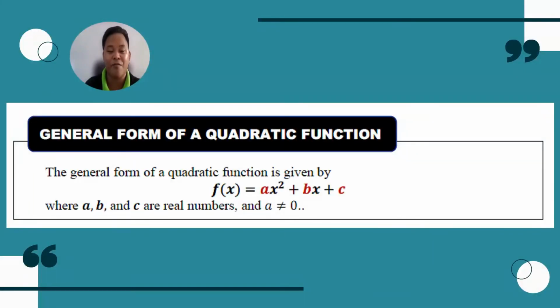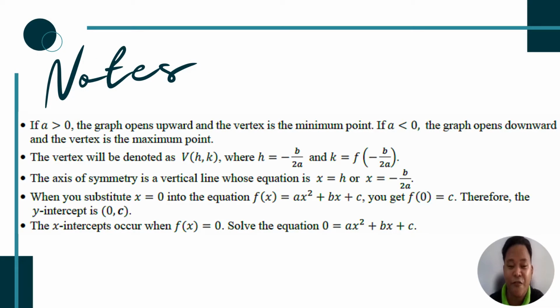For the general form of a quadratic function, it is given by f of x is equal to ax squared plus bx plus c, where a, b, and c are real numbers, and a must not be equal to 0. For the general form of quadratic function, let us have these following notes.